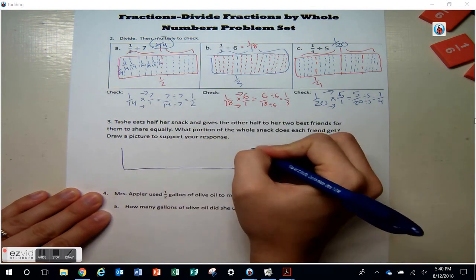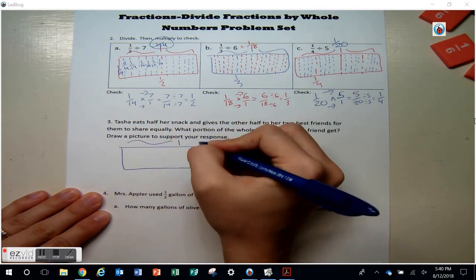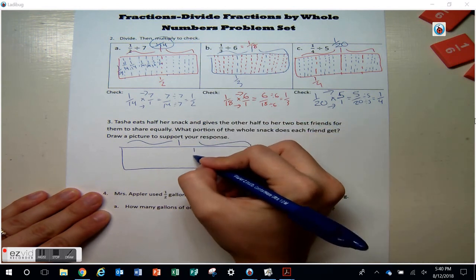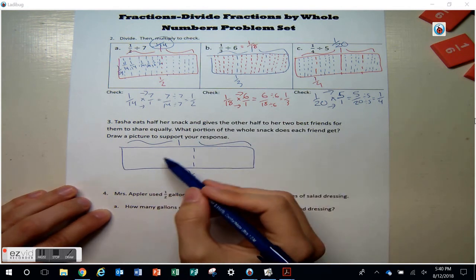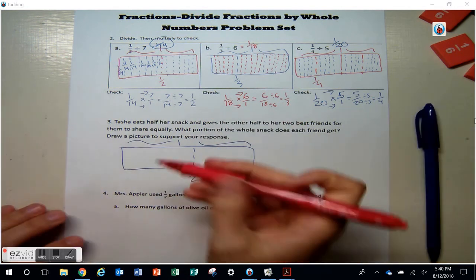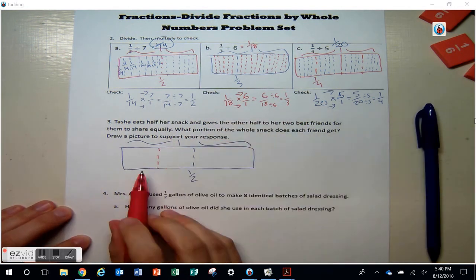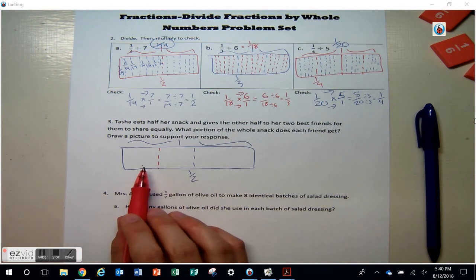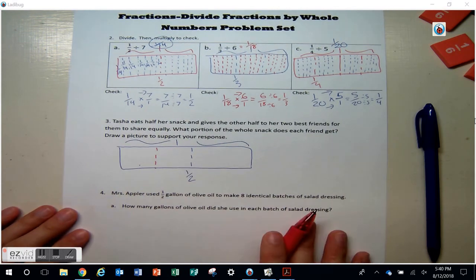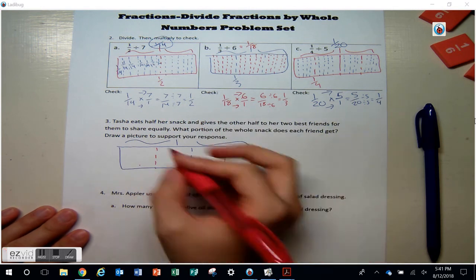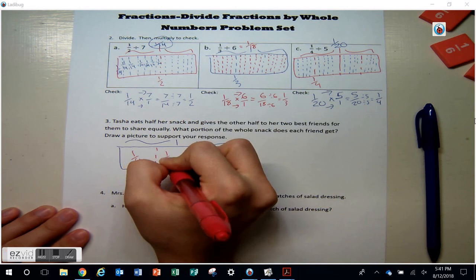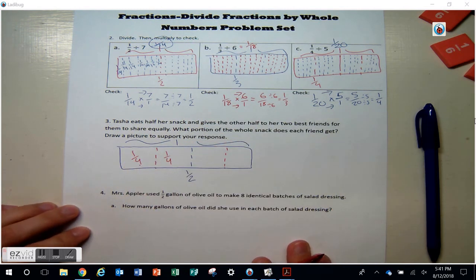So, here we go. Here's my whole. Here is my half. She ate half. She's given them half, and she wants them to split that up between the 2 of them. I want to know how much is in this group, so I'm going to relate it to the whole. And I have 1, 2, 3, 4 pieces. So each friend gets 1/4.